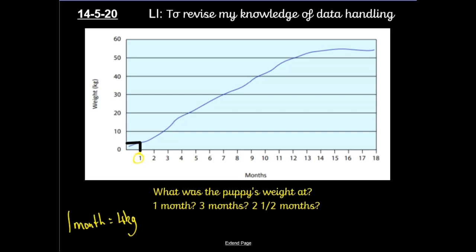Okay, so what about 3 months? Same thing applies. You would draw your line up from 3 months till it hits the line, and then you would go across.